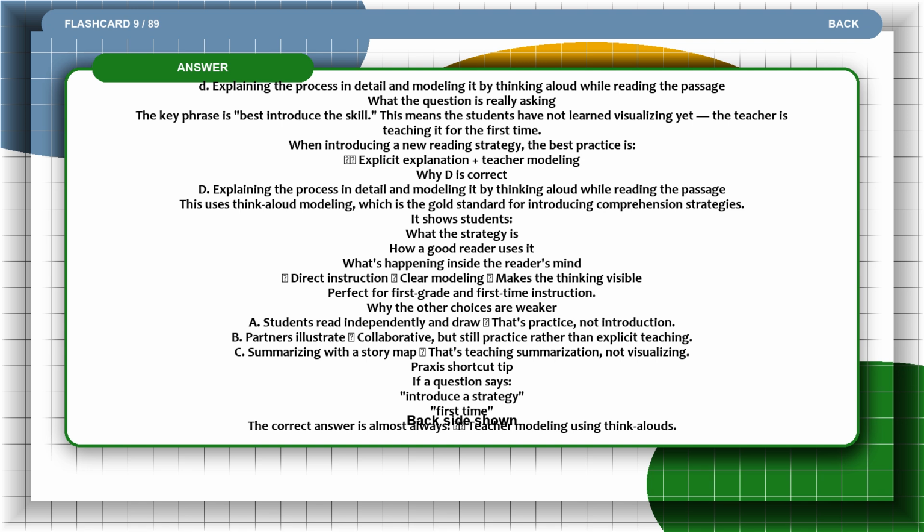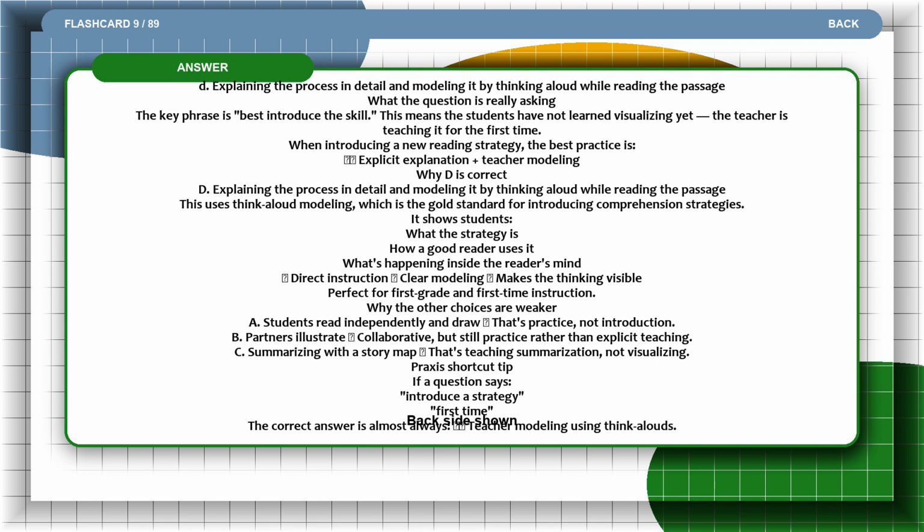This uses think-aloud modeling, which is the gold standard for introducing comprehension strategies. It shows students what the strategy is, how a good reader uses it, and what's happening inside the reader's mind. Checkmark: direct instruction. Checkmark: clear modeling. Checkmark: makes the thinking visible, perfect for first-time instruction.